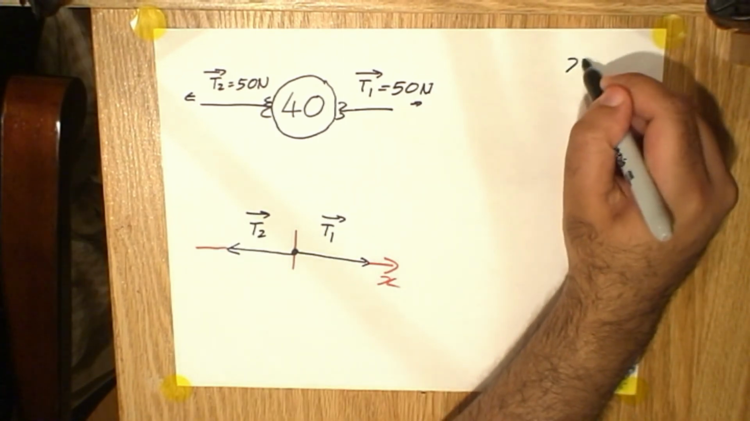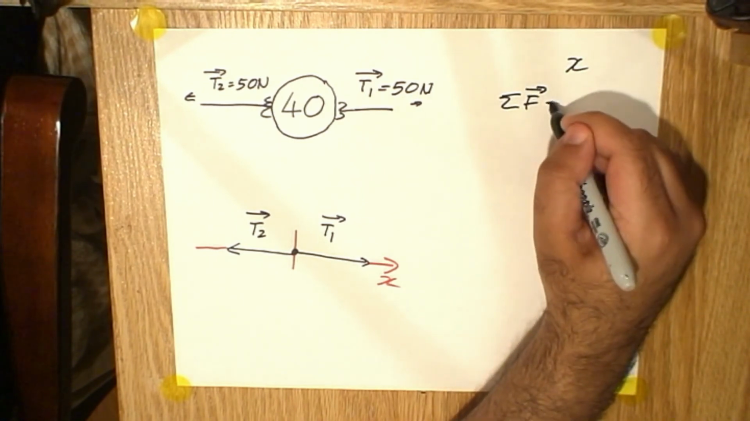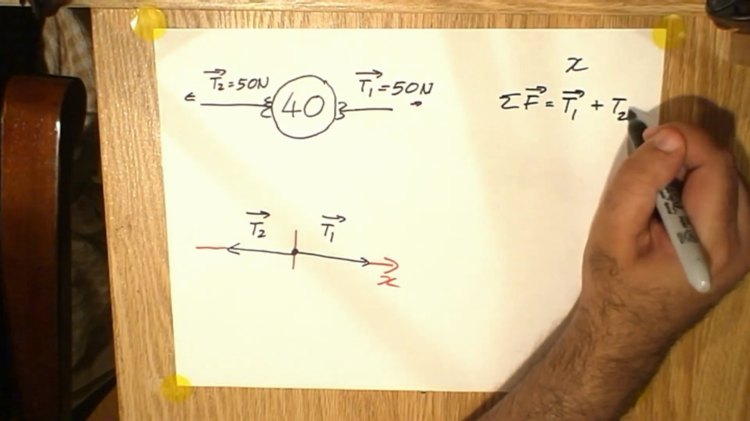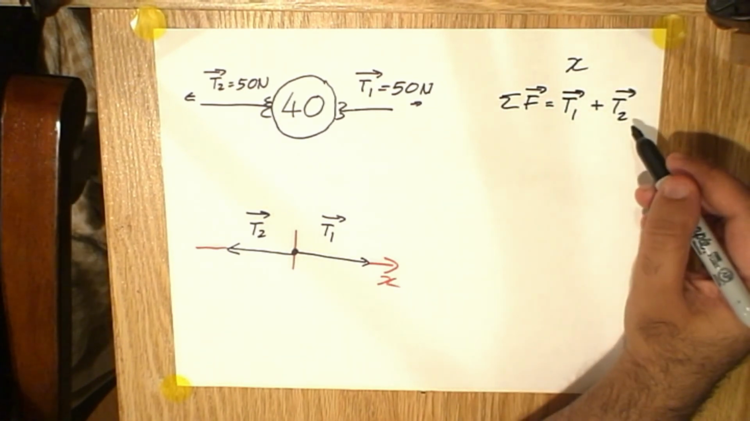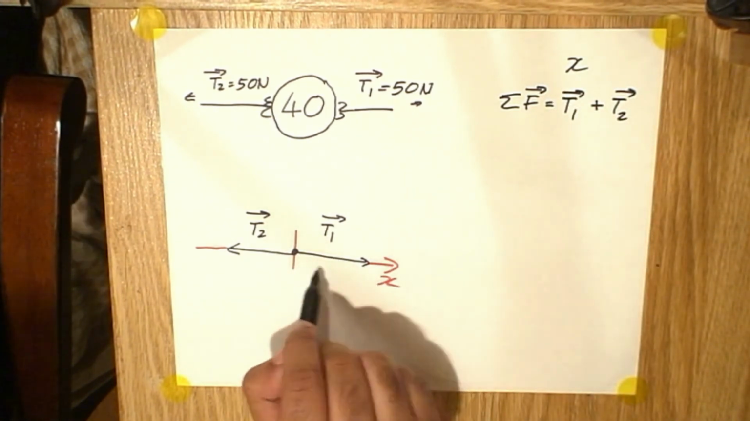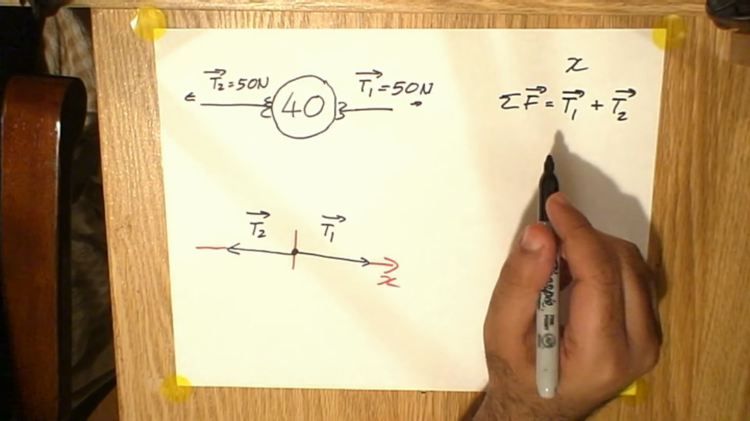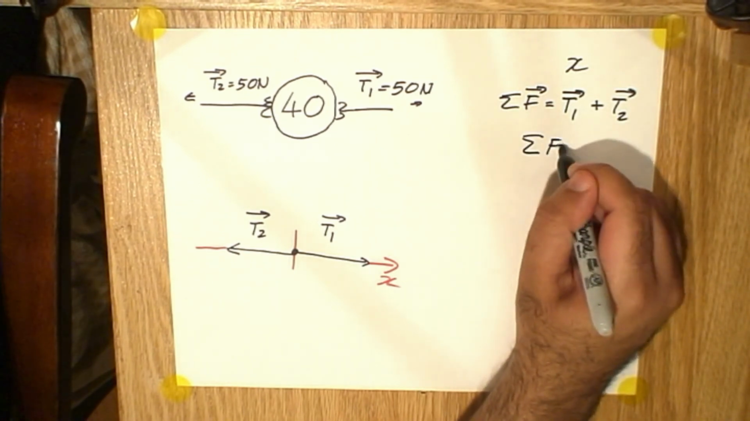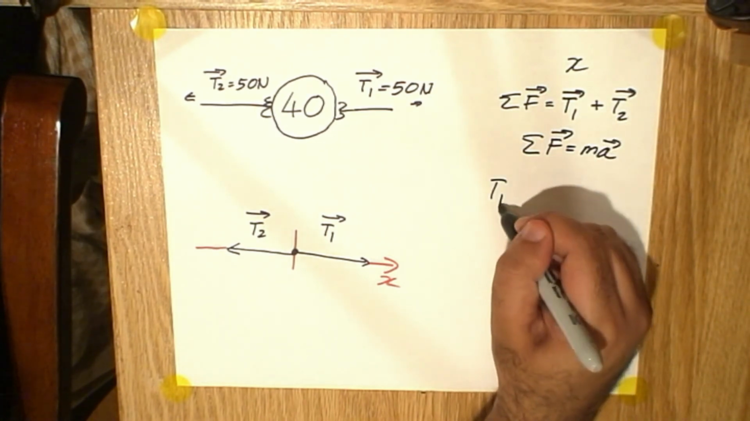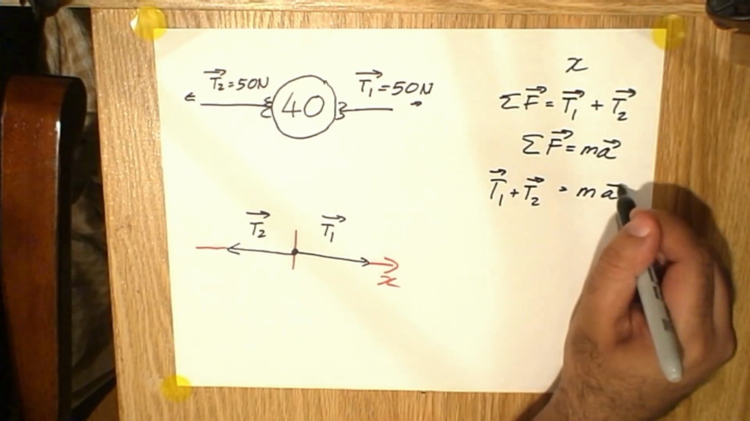Now, the total force in x is going to be T1, which is pointing rightwards, plus T2, which is pointing leftwards. So T2 is going to have a negative value, whereas T1 would have a positive one. Because positive is the rightwards direction, that's the direction T1 is pointing in, T2 is pointing in the negative direction, so T2 is going to have a negative value. And again, the total force is equal to mass times acceleration. So T1 plus T2 is equal to mass times acceleration.